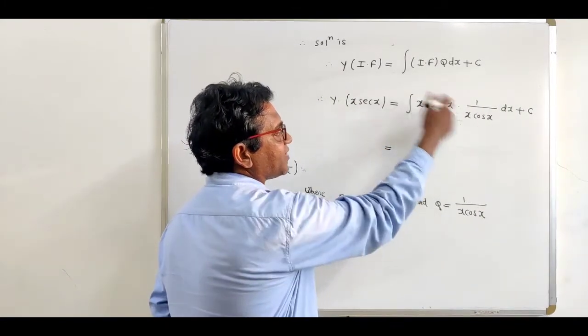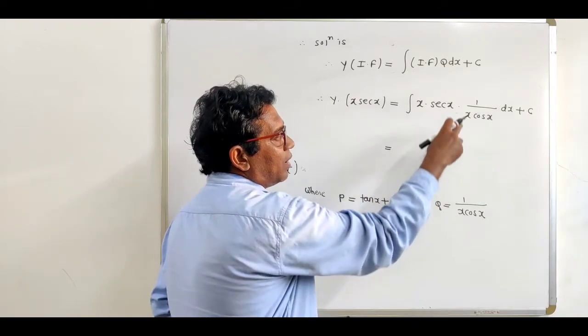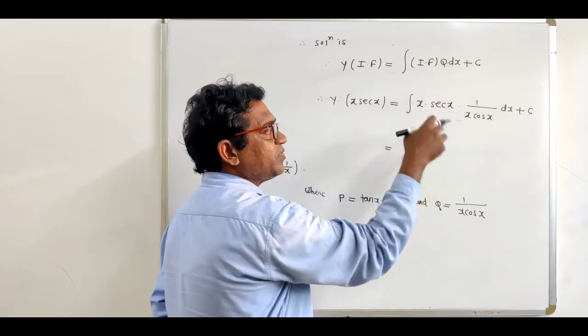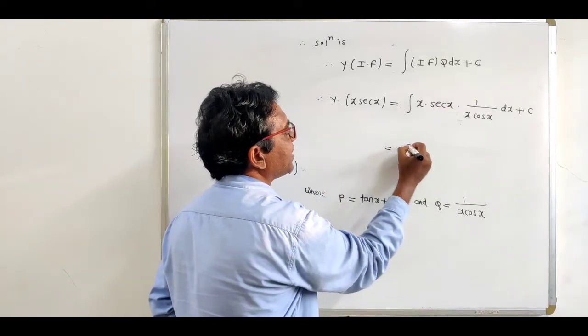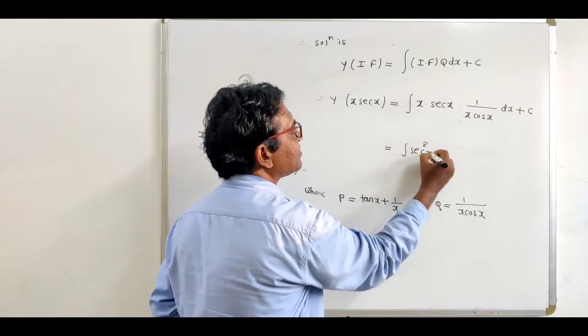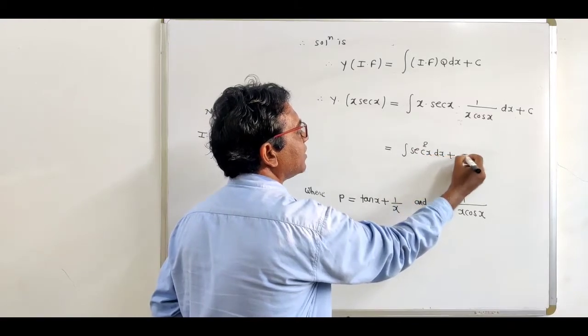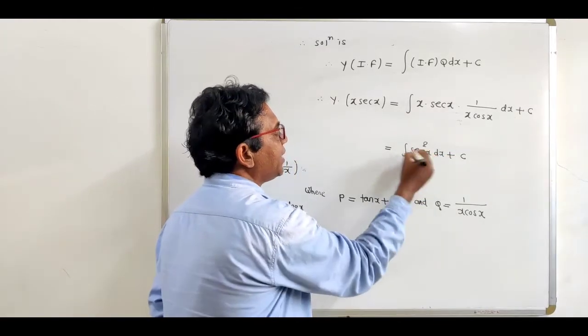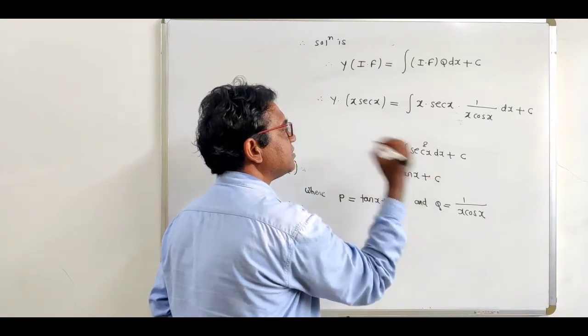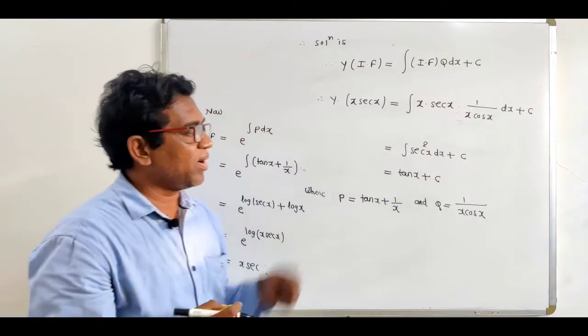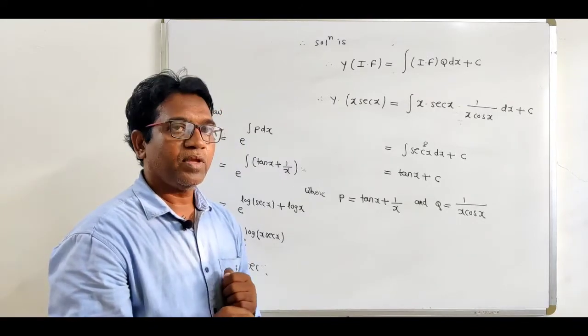So this is equal to, x and x get cancelled. Now 1 upon cos x means it is sec x. So sec x and one more sec x. So this is integral sec square x dx plus c. And integration of sec square x is tan x plus c. So this is our required general solution.